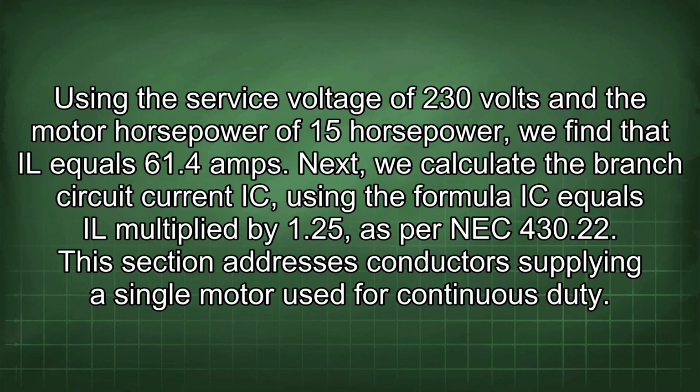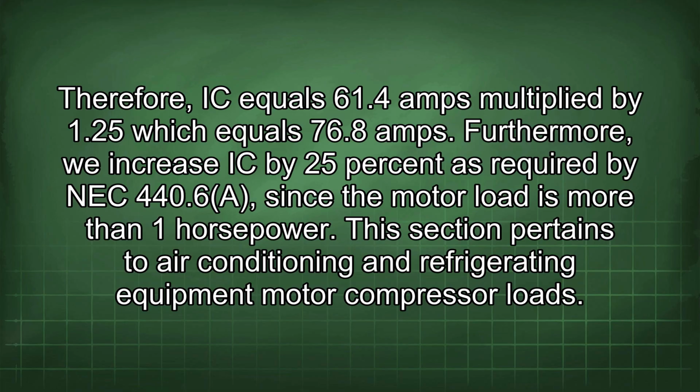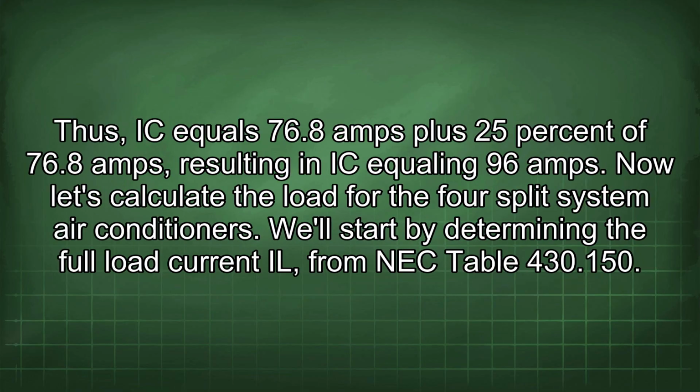Next, we calculate the branch circuit current IC using the formula IC equals IL multiplied by 1.25 as per NEC 430.22. This section addresses conductors supplying a single motor used for continuous duty. Therefore, IC equals 61.4 amps multiplied by 1.25, which equals 76.8 amps. Furthermore, we increase IC by 25% as required by NEC 440.6(A), since the motor load is more than 1 horsepower. This section pertains to air conditioning and refrigerating equipment motor compressor loads. Thus, IC equals 76.8 amps plus 25% of 76.8 amps, resulting in IC equaling 96 amps.